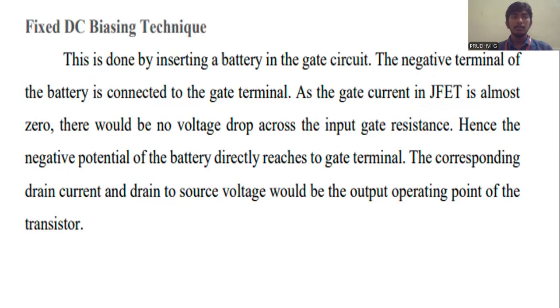Let's look into that. The first one is the fixed DC biasing technique. This is done by inserting a battery in the gate circuit. The negative terminal of the battery is connected to the gate terminal. As the gate current in a JFET is almost zero, there will be no voltage drop across the input gate resistance. Hence, the negative potential of the battery directly reaches the gate terminal. The corresponding drain current and drain to source voltage would be the output operating point of the transistor.